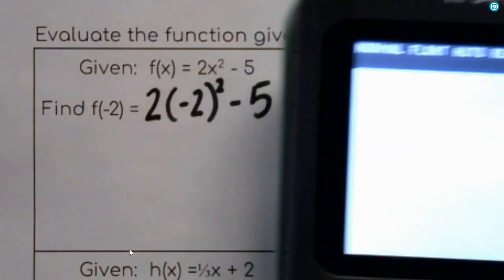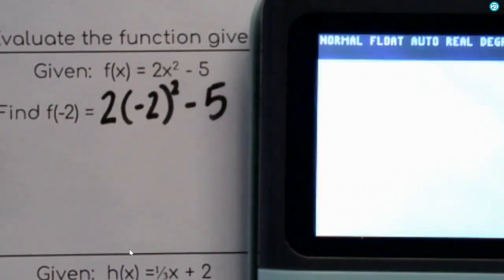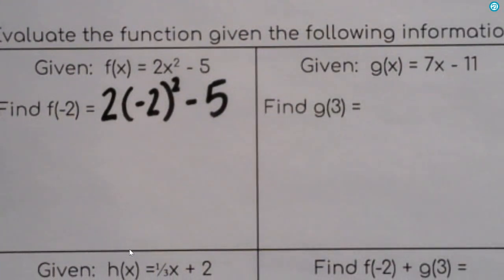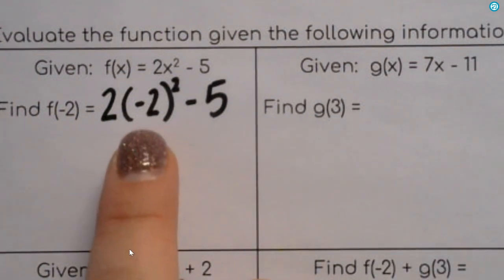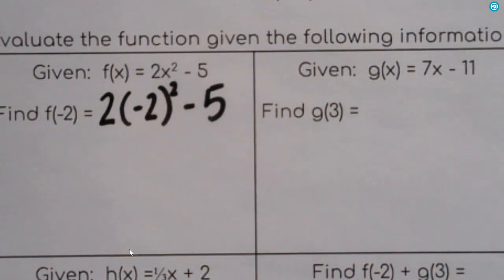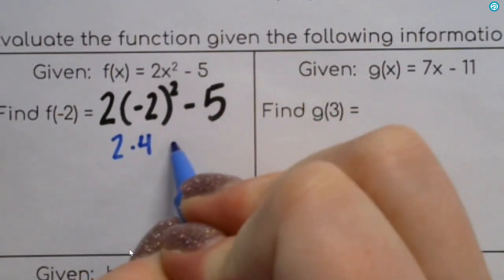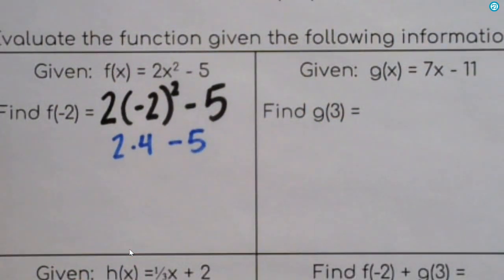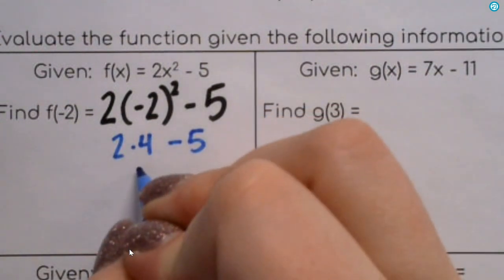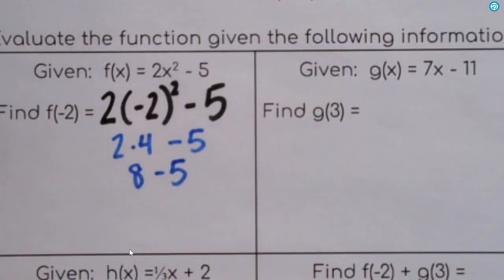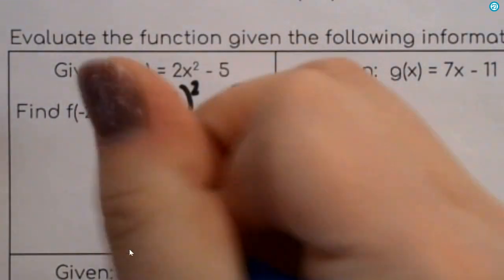From there, we are going to either simplify this out by hand or plug it into a calculator. Let's actually simplify it out by hand first. What is negative 2 squared? 4. Why did I do that first? Yes. PEMDAS, order of operations, exponents comes first before multiplication. So I would do negative 2 squared, which would be 4. So we get 2 times 4 minus 5. Then I can do 2 times 4, which is 8 minus 5. And then 8 minus 5 is 3.